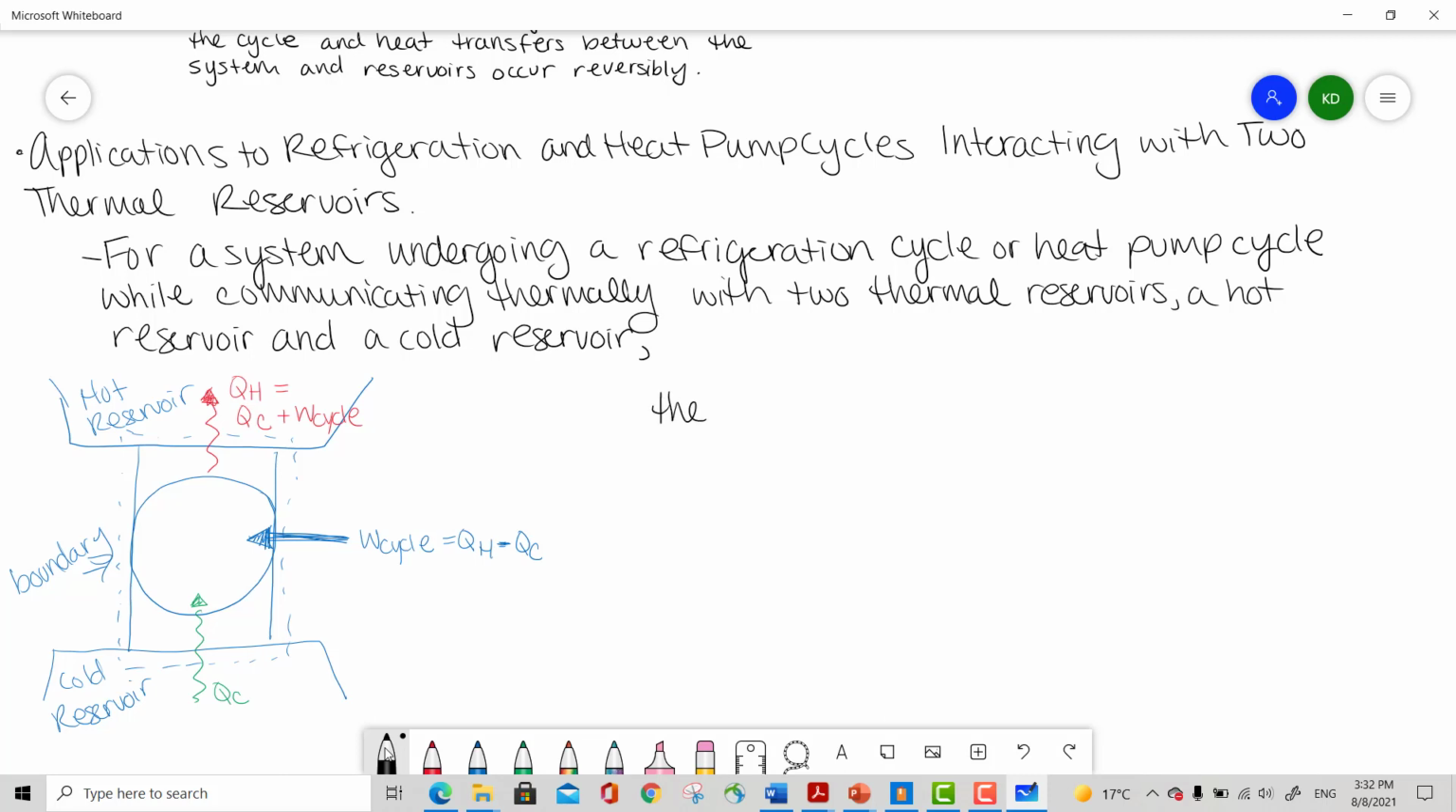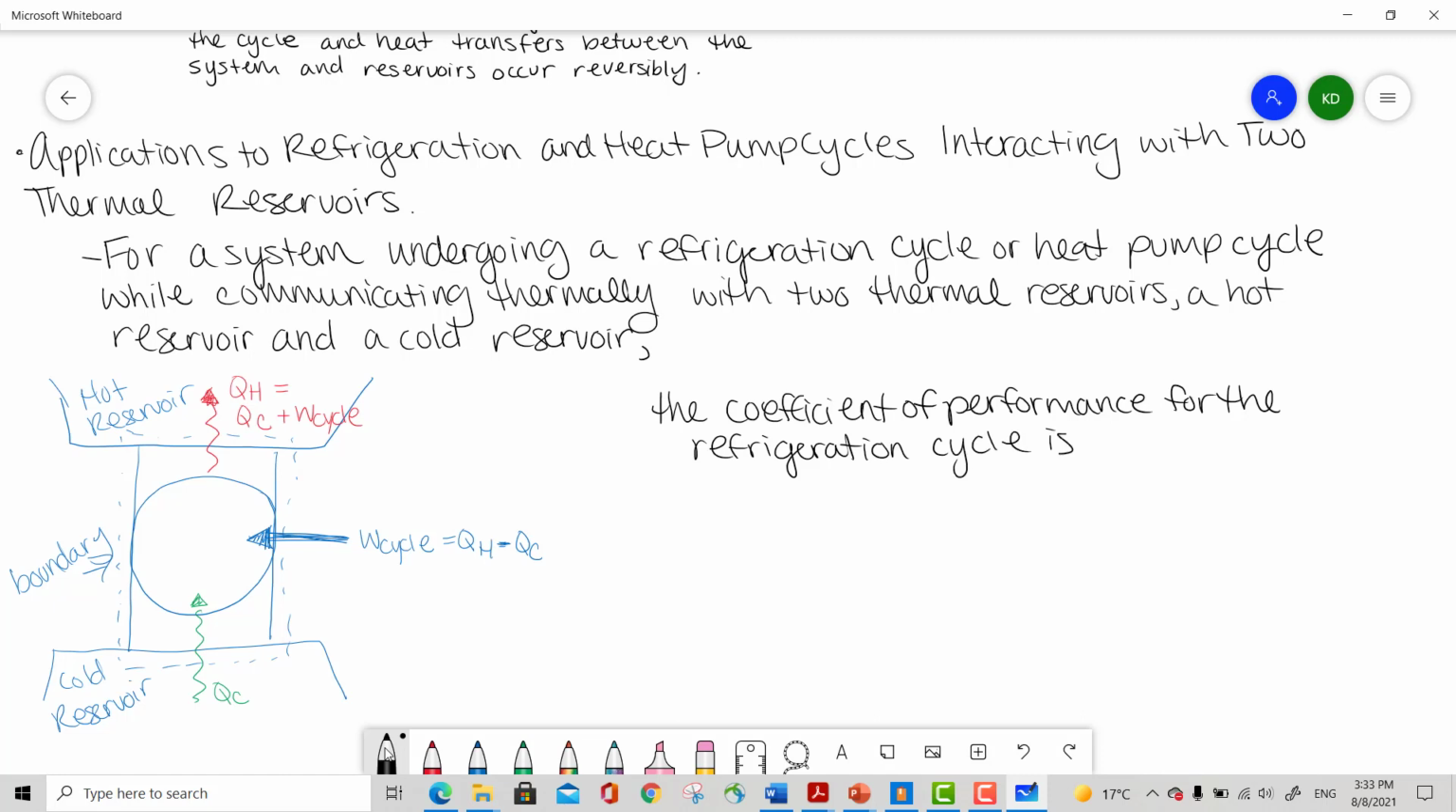And then you've got the coefficient of performance for the refrigeration cycle is, let's see, heat transfer cold over the work of the cycle, which is heat transfer cold over heat transfer H minus heat transfer cold. So you can see that over here.